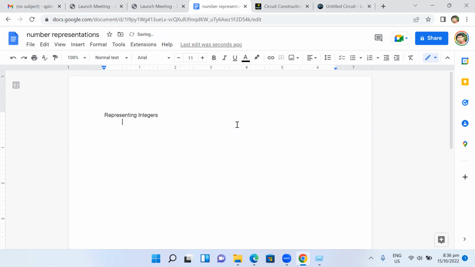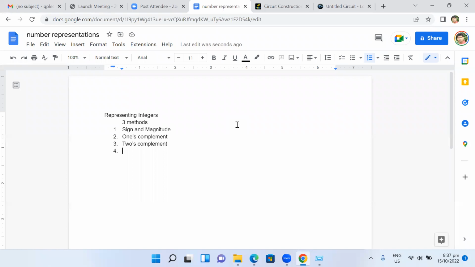So we learn 3 methods of representing that, and the method number 1 is called sign and magnitude. The second method is one's complement. And the third method is two's complement. So those are the 3 methods of representing integers. Those are the 3 methods that we have used for representing integers.